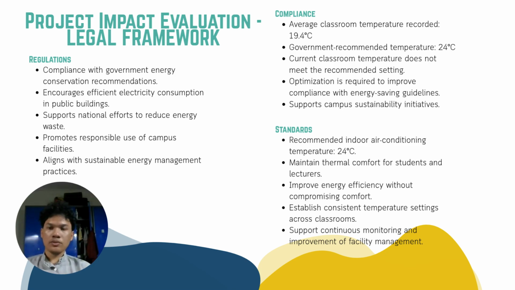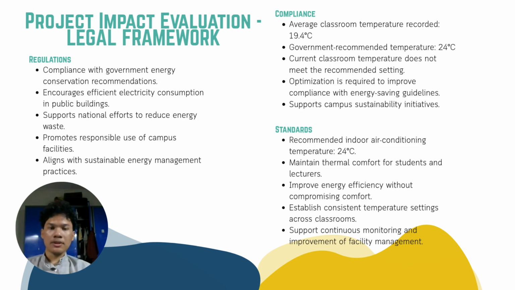Alright, hello everyone. So today I'm going to explain the project impact evaluation legal framework. First we are going to start with compliance. Based on our measurements, the average classroom temperature in EMP was 19.4 degrees Celsius, while the government recommended temperature was 24 degrees Celsius. This indicates that the current classroom air conditioning settings are not fully compliant with the recommended energy saving guideline. By adjusting the temperature to 24, the university can improve compliance and promote more efficient energy usage across campus.